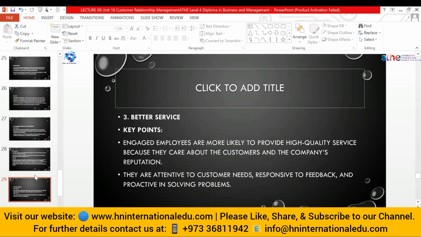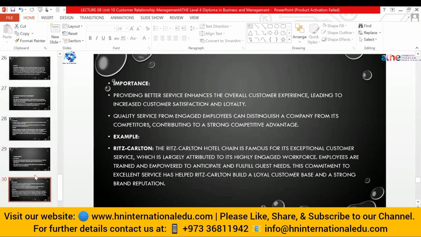Engaged employees are more likely to provide high quality service because they care about the consumers and the company's reputation. They are attentive to customer needs, responsive to feedback, and proactive in solving problems. Now, you cannot change the nature of those employees. They may not even be getting their payments, salaries, or commissions on time, or they're not even valued that much. But by nature, they are so affiliated with the organization that they want to make things smoother and smoother for the organization because their ultimate goal is to remain in the organization for a longer period of time.